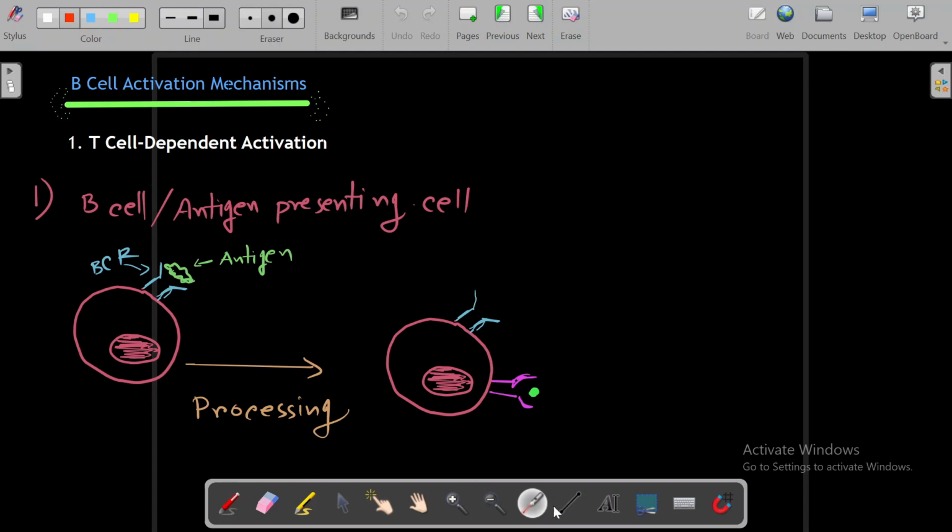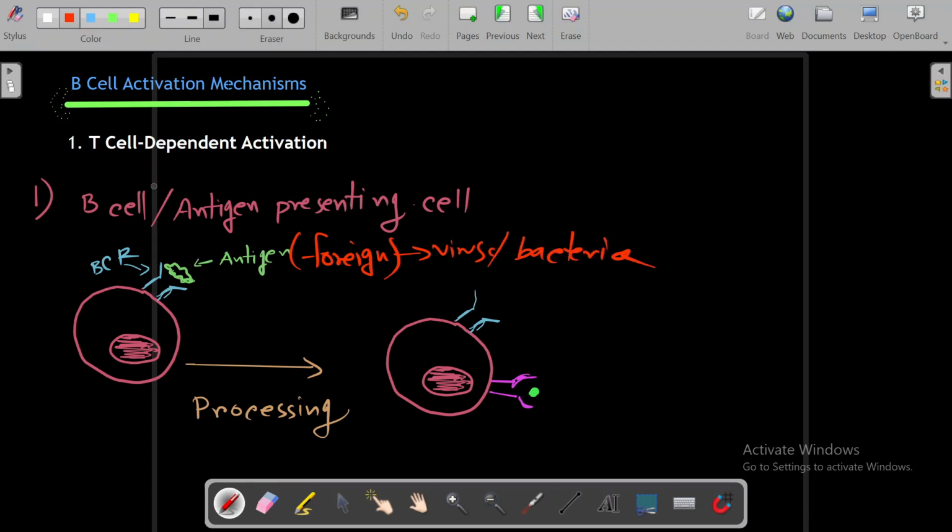Now let's see this. In T cell dependent activation, first the B cell receptor, BCR, gets attached with the antigen. This antigen is a foreign antigen, just like a virus or bacteria.